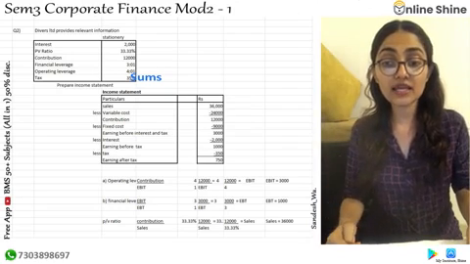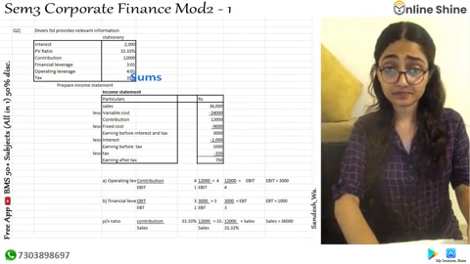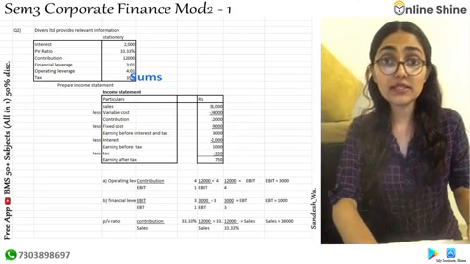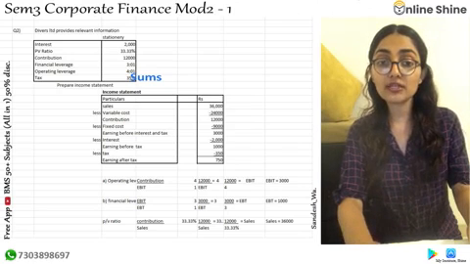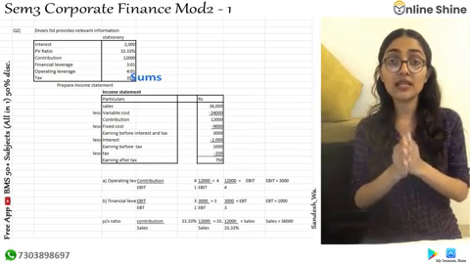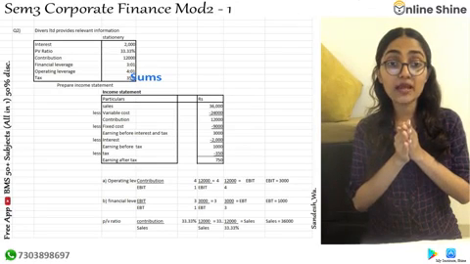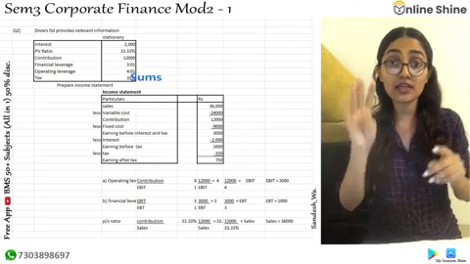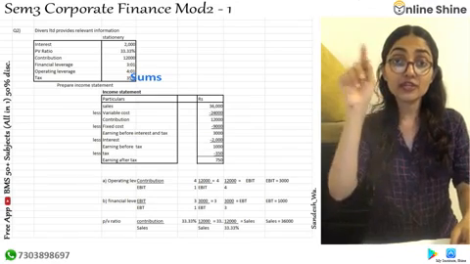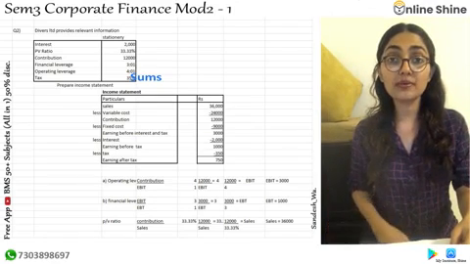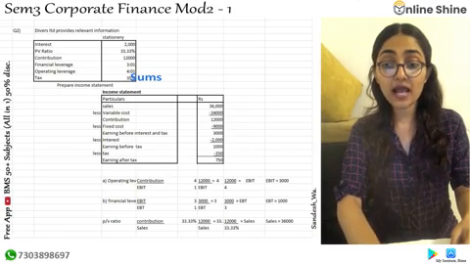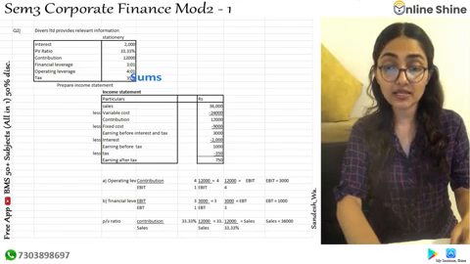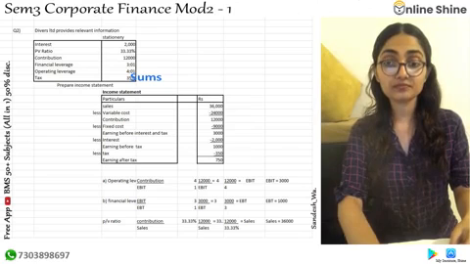12,000 into 1 divided by 4, it will come. See, contribution is 12,000 divided by the ratio, which is 4, so divided by 4 into 1. So how much will be the answer? Your EBIT will be 3,000.